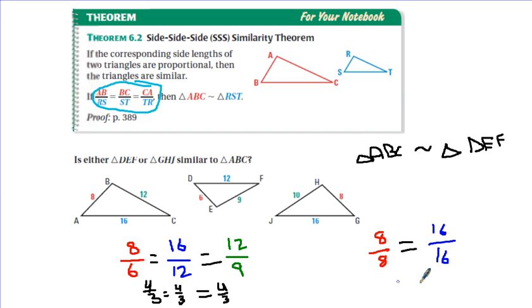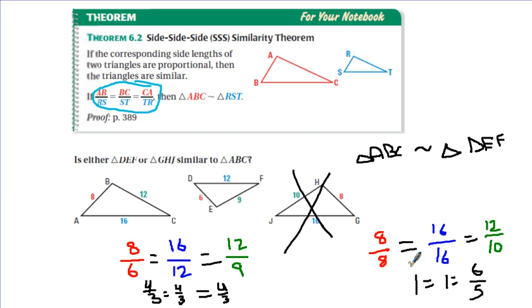So far, so good. Both of those would reduce to a fraction of 1 over 1. We need to then check what our last side is, our remaining side. BC is 12, and HJ is 10. As you can see, this fraction would not reduce down to a fraction of 1 divided by 1. These first couple would go to 1 and 1, but this one is going to reduce to 6 over 5. So no, this one is not similar to triangle ABC.